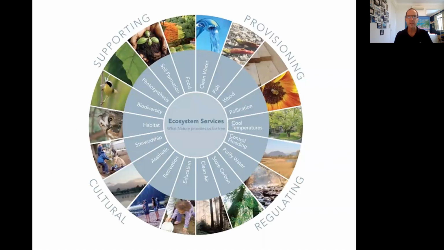So I'm going to put this wheel up that hopefully many of you have seen before. Basically, it breaks up all the things that humans need and use that the earth produces into 4 main categories. So there's provisioning, so it's providing us with things we need to support life. So that's clean water, fish, wood, pollination, cool temperatures.